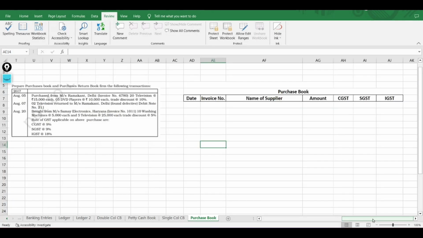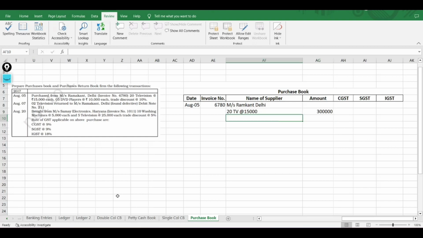So our format of purchase book is ready here. Date, invoice number, name of supplier, amount, CGST, SGST and IGST columns. On the first entry, on August 5th, invoice number is 6780. We have purchased from Ramakant, Delhi. What have we purchased? 20 TVs at 15,000 each. So 20 into 15,000.